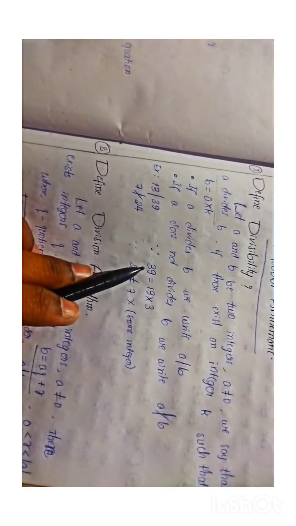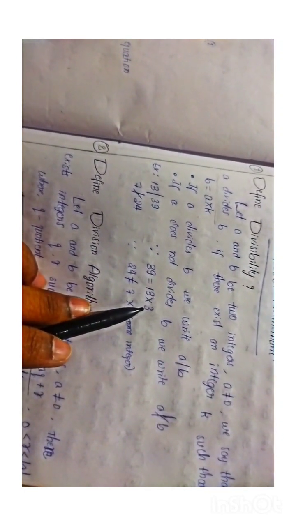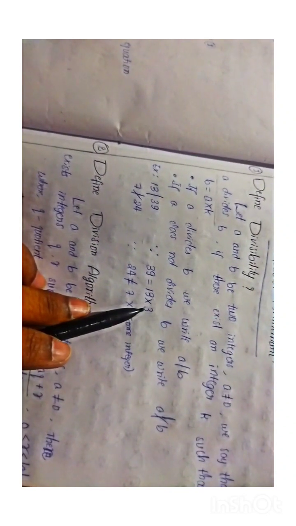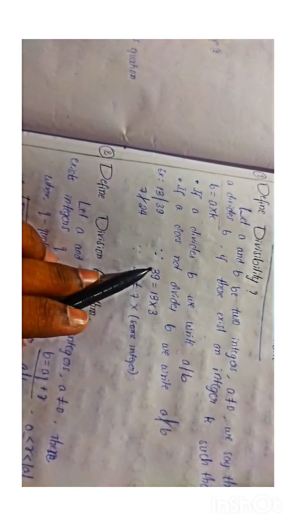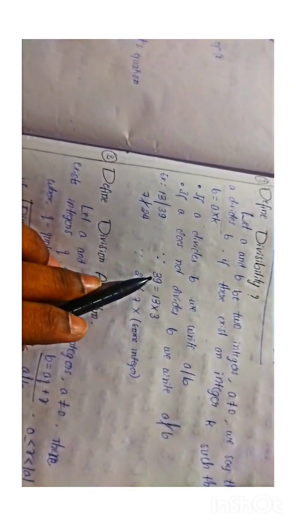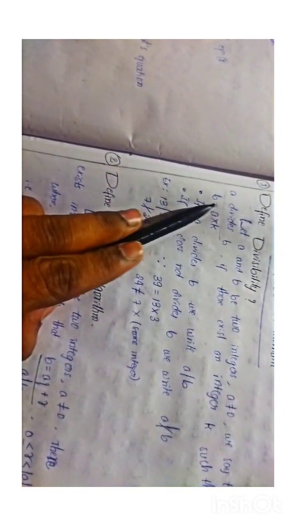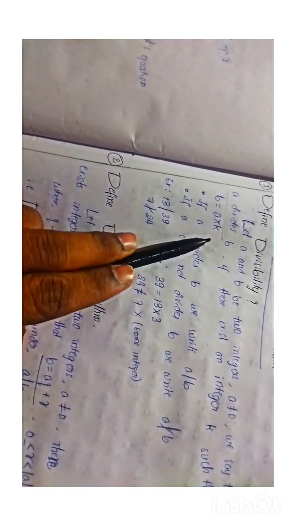So 39 is equal to 13 times 3. Here 3 is an integer. Consider it as k, and 13 is a. If we multiply 13 and 3, it leads to 39. Here 39 is b. So b is equal to a times k.